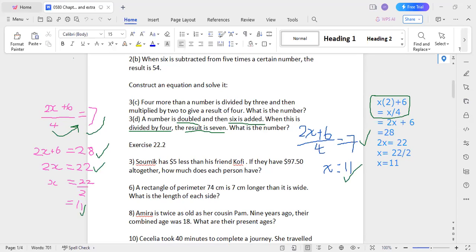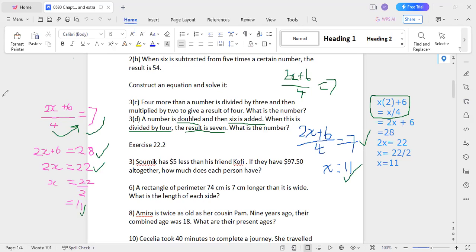Because I think constructing it in the first place should have been 2x plus 6 over 4, because the number is doubled and 6 is added. When this is divided by 4, the result is 7. So the initial construction wasn't correct, but you've gotten the correct answer here. So pay attention to what they want to say for this question. Okay. Sure. So shall we move on to the next one?